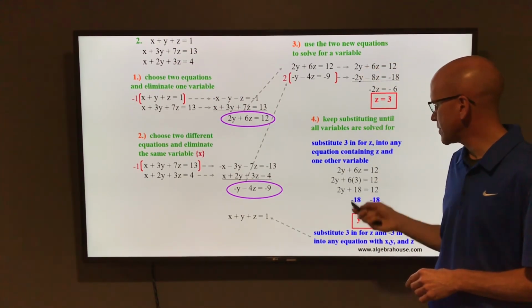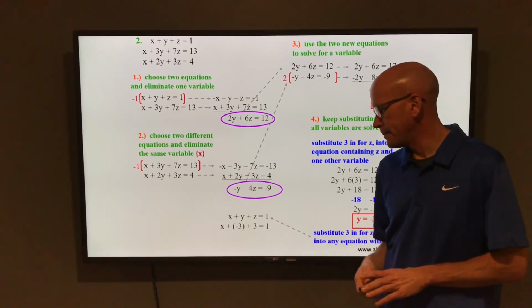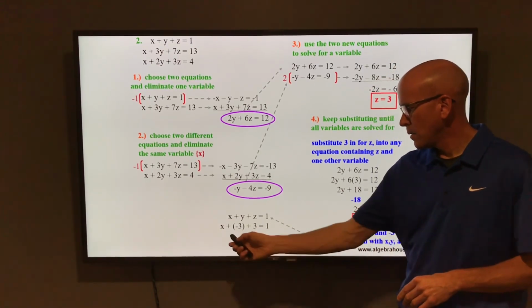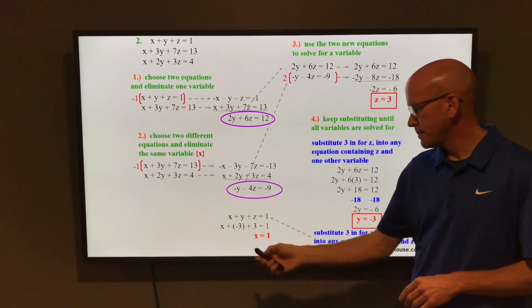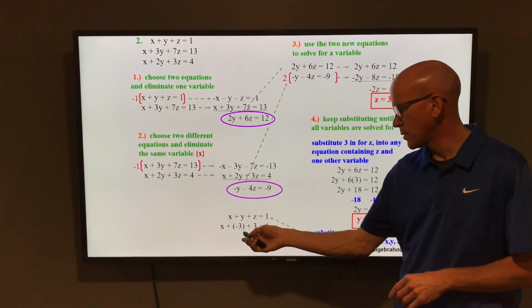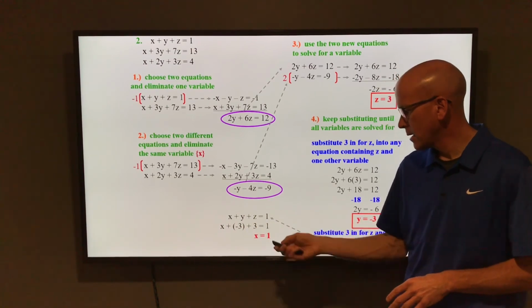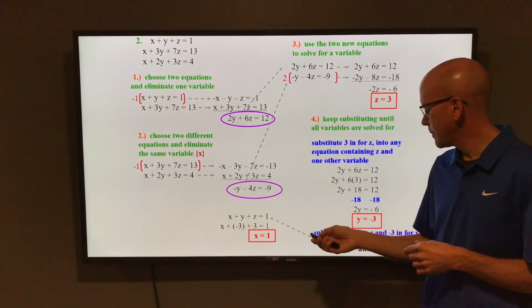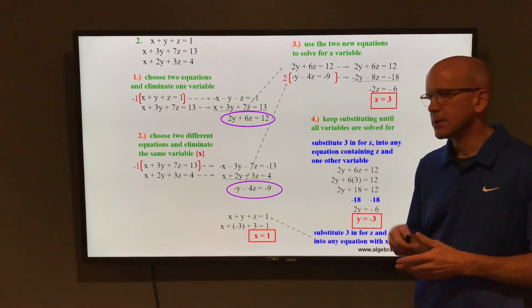Substitute 3 in for z and -3 in for y. So x plus a -3 plus 3 equals 1. Well, plus a -3, that's -3. -3 plus 3 is 0, so those two cancel each other out. End up with x equals 1. So there are all three variables. x equals 1, y equals -3, and z equals 3.